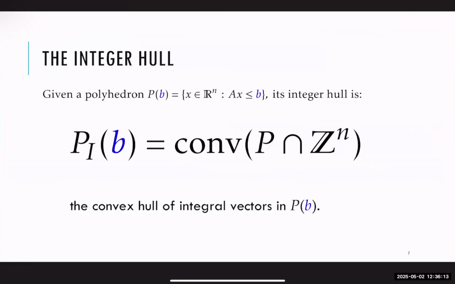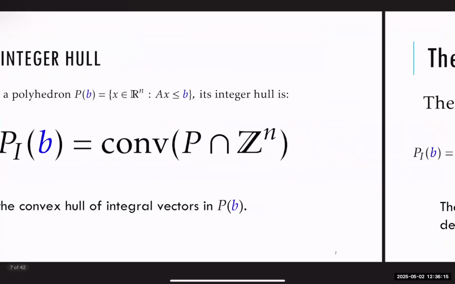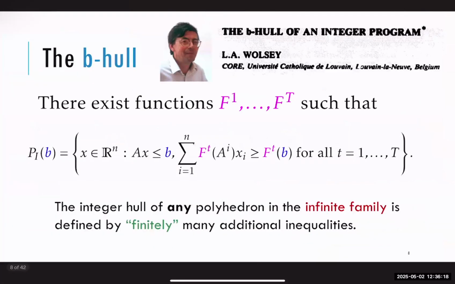And I will start by showing you some results that are known in the literature. The first one I know is called the B hull of an integer program. In particular, this paper presents the following result. I give you my parametric polyhedron, I compute the integral hull, and this integral hull can actually be computed with the following formula. You give the constraints of the polyhedron, and you add this family of constraints. And this family of constraints is independent of the right-hand side.